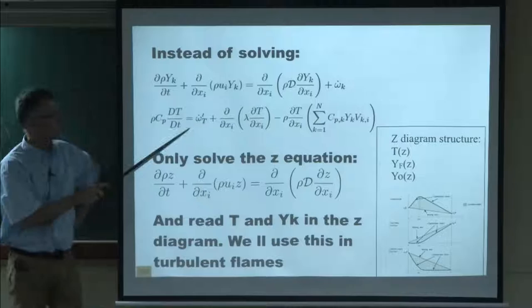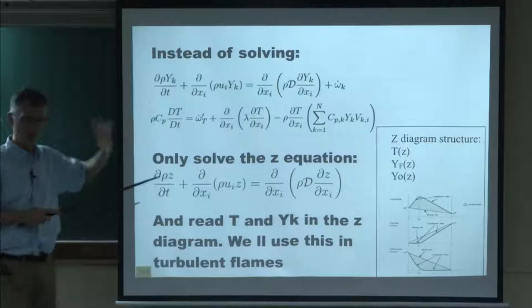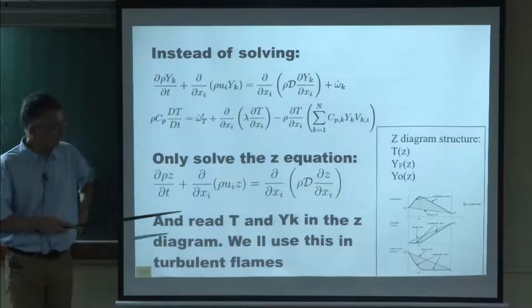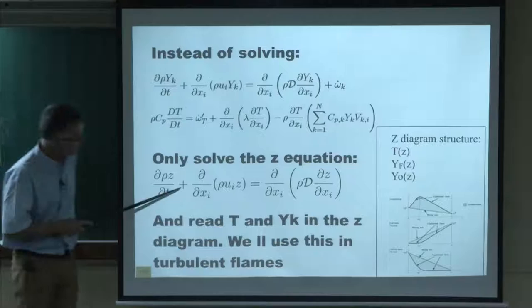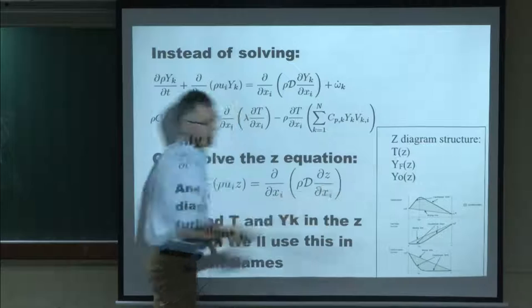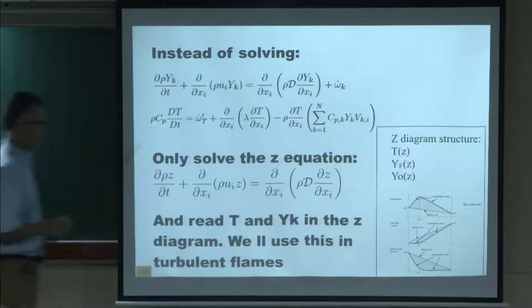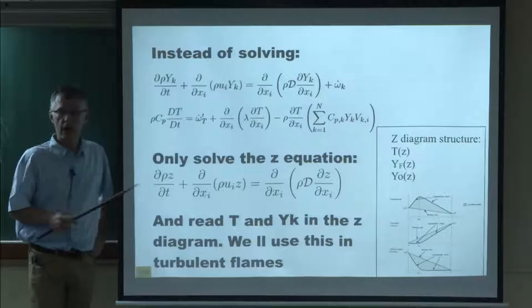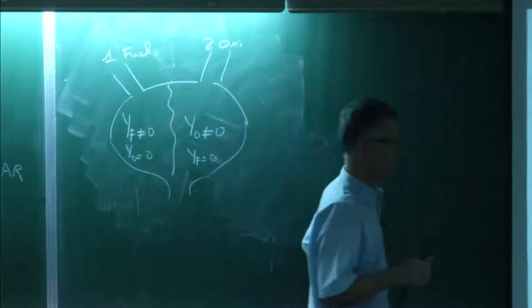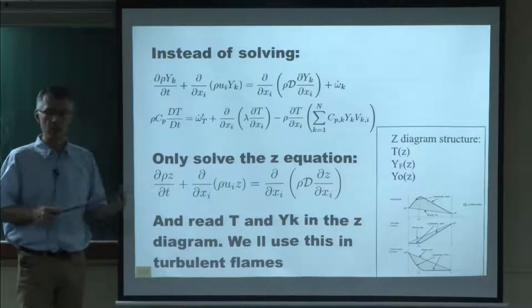Now, instead of that, the only thing we need to do is solve the Z equation, which is a passive scalar equation, with one on the fuel side and zero on the oxidizer side, so that's easy. And once we know Z, we just have to come here and read YF, YO, and T. So it's a much simpler process when you write a code, because the only code you need to write is one which solves the mixture fraction equation with no source term. You will see that for turbulent combustion, we use that a lot. I would say that maybe 90% of the turbulent combustion models are based on this idea of using Z, and from Z, getting all the other variables.